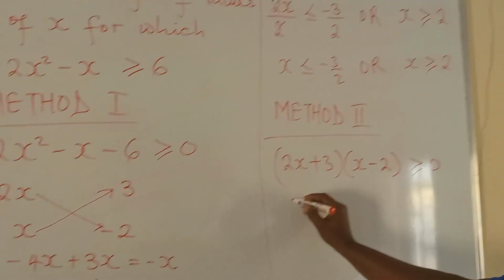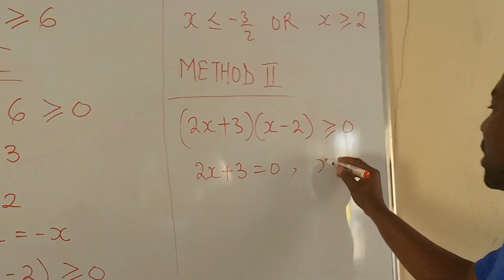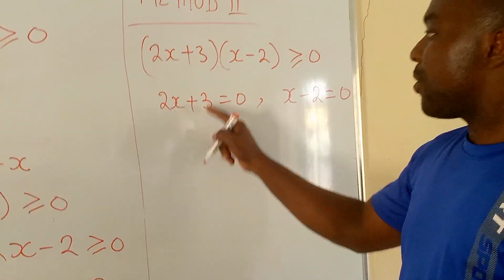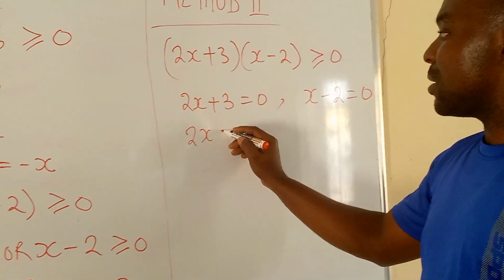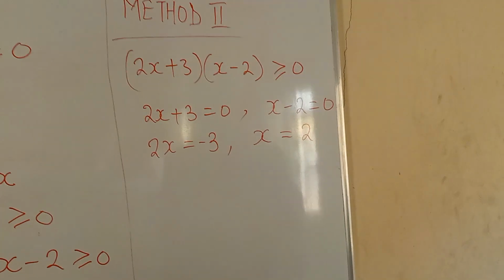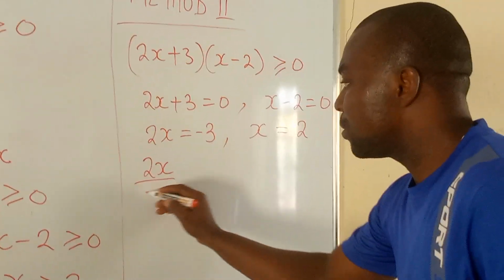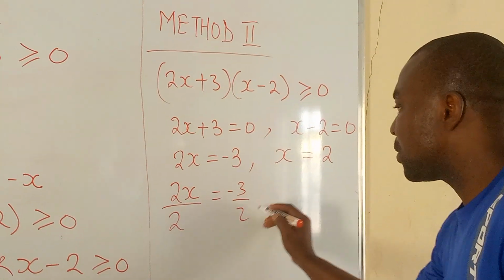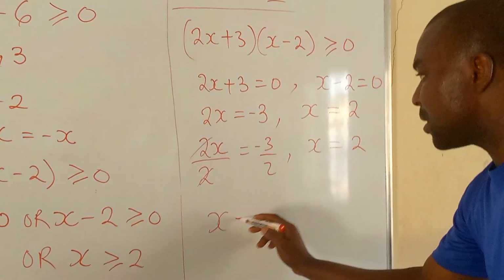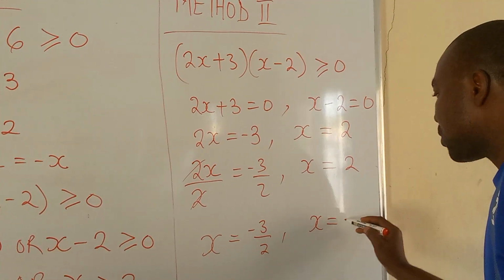Equate each bracket to 0. 2x plus 3 equals 0. This other bracket, x minus 2 equals 0. When 3 crosses over to the other side, you have 2x is equal to minus 3. This one will be x is equal to positive 2. To get x, we divide both sides by 2. Negative 3 over 2. So this will cancel out and we'll have x is equal to negative 3 over 2. Then this other one is x is equal to 2.